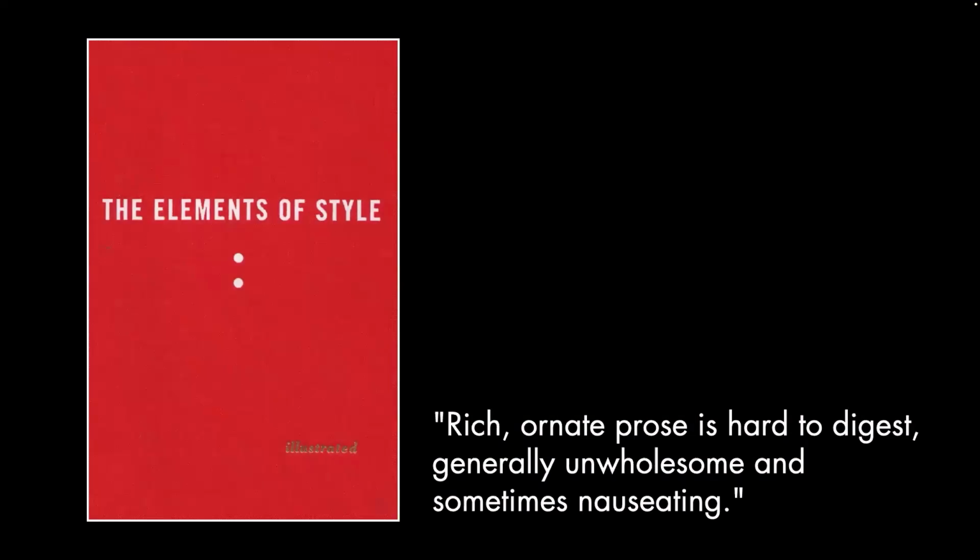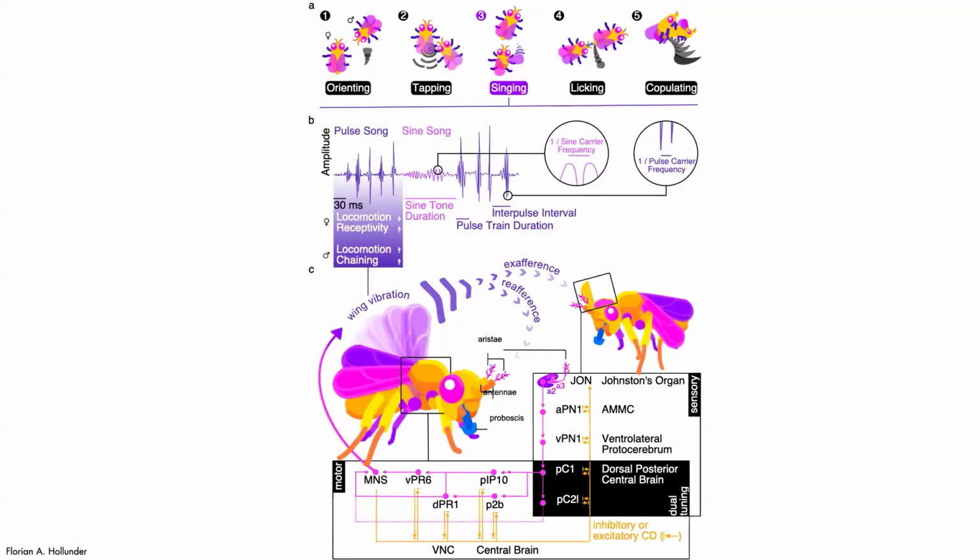So this is a very old book, but it has many good things to say about how to write. And I think many of them translate to drawing. So, right, what does ornate prose that's unwholesome and nauseating look like? To me, this is ornate. Is it nauseating? It's fun.